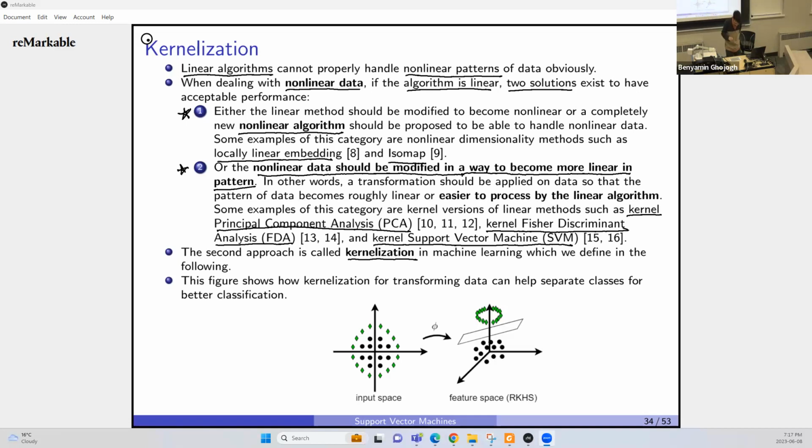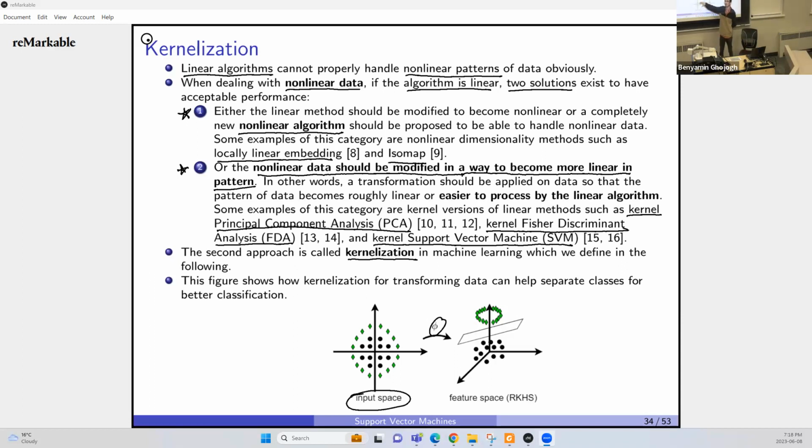This figure shows how kernelization for transforming data can help separate classes. As I said, we apply some transformation and they become linearly separable. By the way, in kernelization, when we have some data set, it's called the input space. Why? Because this is the space of input data. These are called inputs.